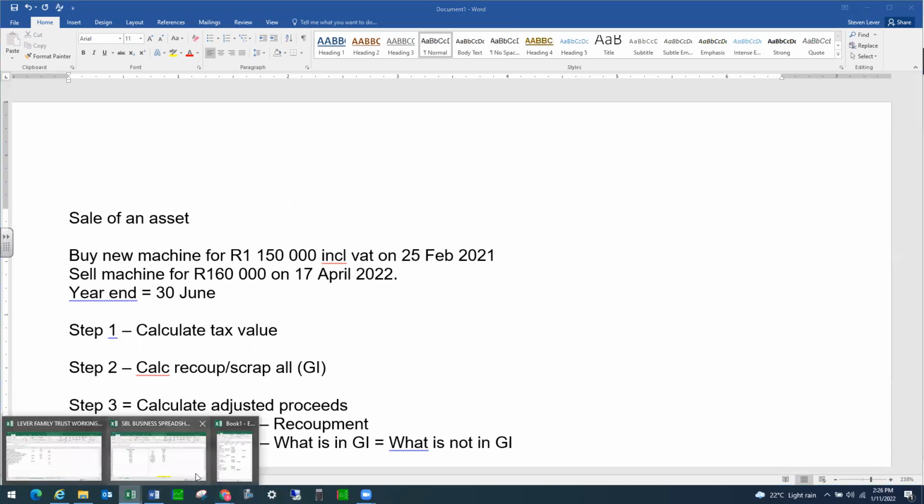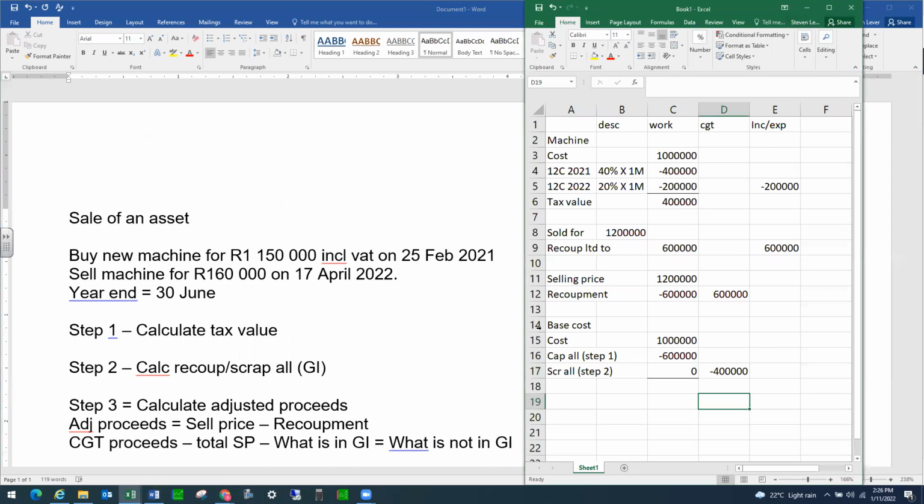Now, here's the thing. As far as the board is concerned, whether there's a capital gain or not, you have to still do your CGT calculation. But the one thing we changed now is you sold the machine for 160. So step 1 is not going to change. Is that all right? Yeah, I got that. How much is it sold for now? 160,000, right?